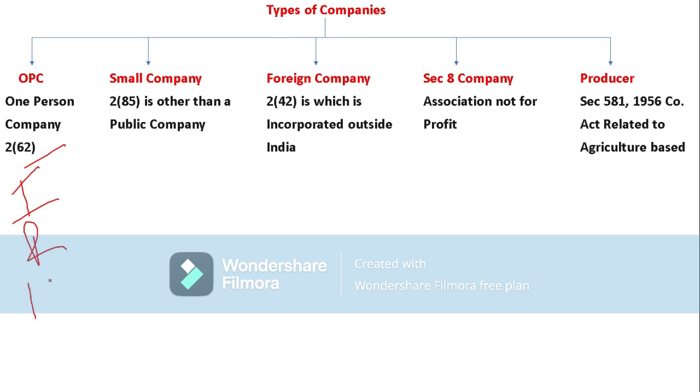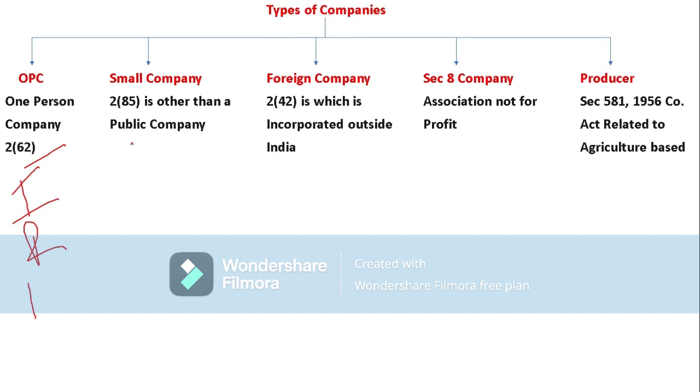Under a one person company, 2 board meetings should be conducted in a calendar year. For this we have a minimum of 1 director and a maximum of 15 directors. Even though it is a one person company maintained by only one person, the maximum number can be 15 directors, but the minimum is 1 director. So this is about the OPC, the one person company.